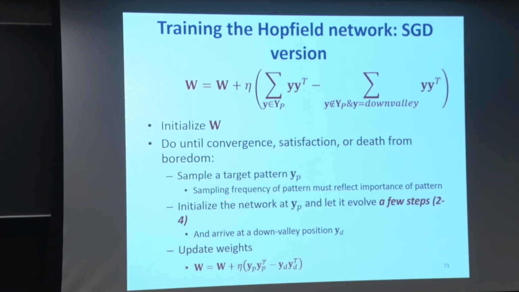So if you were doing the SGD version, you'd sample a target pattern, compute the outer product, then let the network evolve for 1 or 2 or 3 or 4 steps, and then get a down valley position, and then you update the weights.